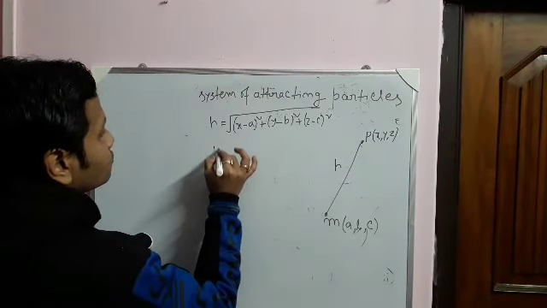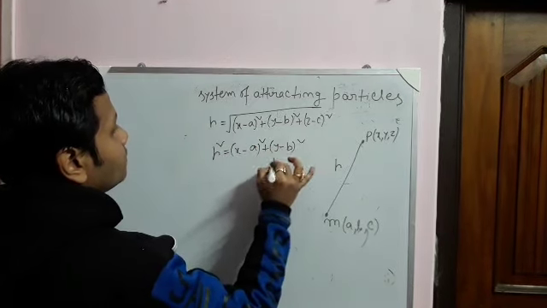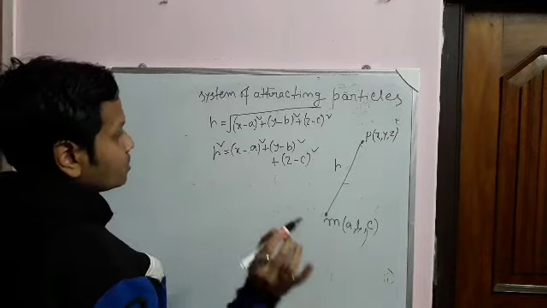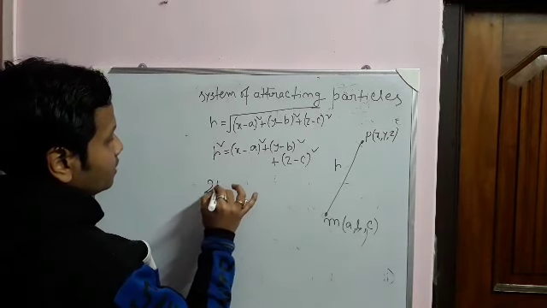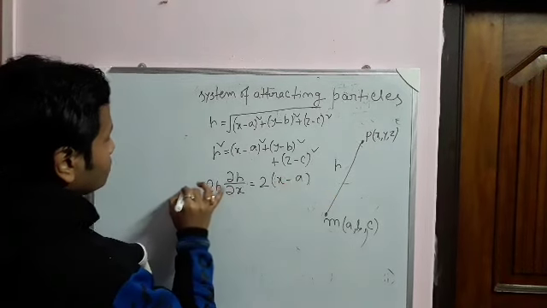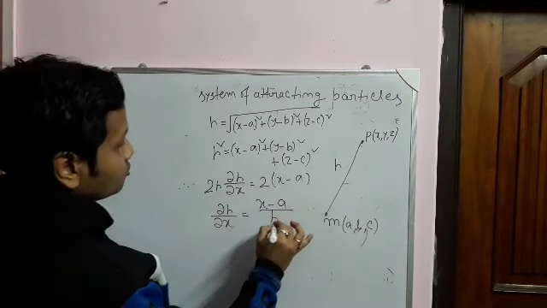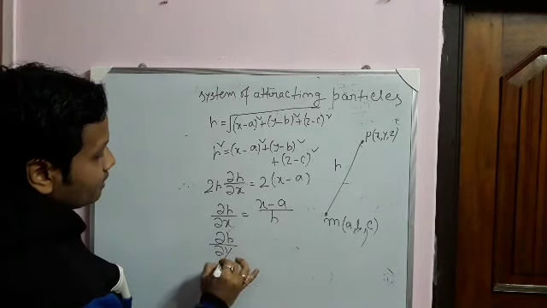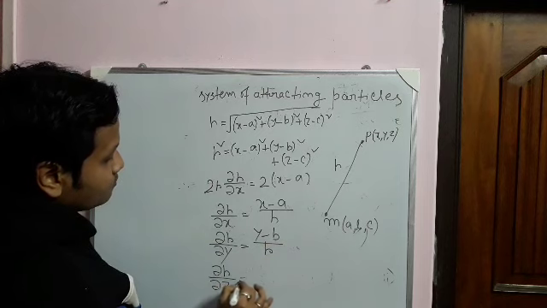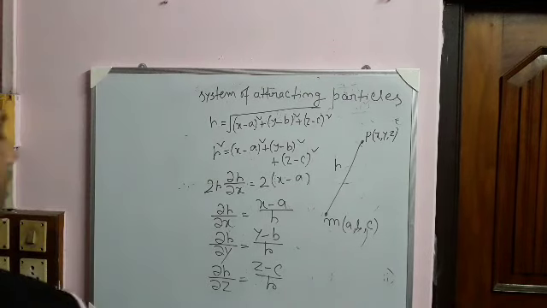So what will be my r square? My r square will be x minus a whole square plus y minus b whole square plus z minus c whole square. Now do some differentiation. 2r del r by del x equals 2 into x minus a, from which we can write del r by del x is x minus a by r. Similarly del r by del y is y minus b by r, and del r by del z is z minus c upon r. This is simply calculation.